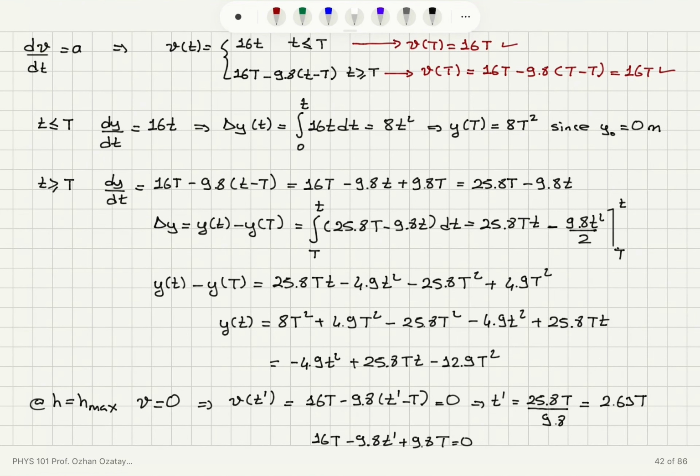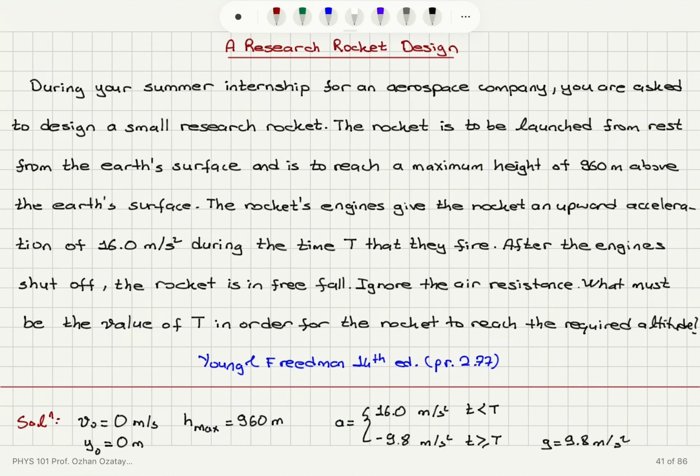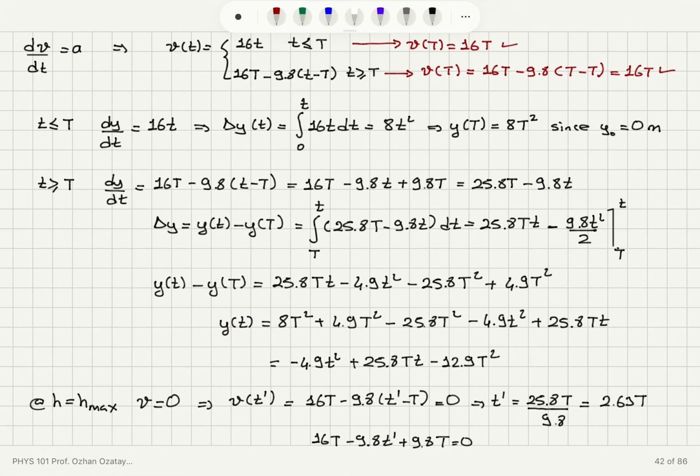So we look at velocity as a function of time, noting that the acceleration is time dependent here. It is 16t for t less than or equal to capital T, and it is 16 capital T, its final velocity at time capital T, minus 9.8 (t minus capital T) for t greater than or equal to capital T. Why does it have to be like this? Because at time capital T, the velocities should match for these two parts.